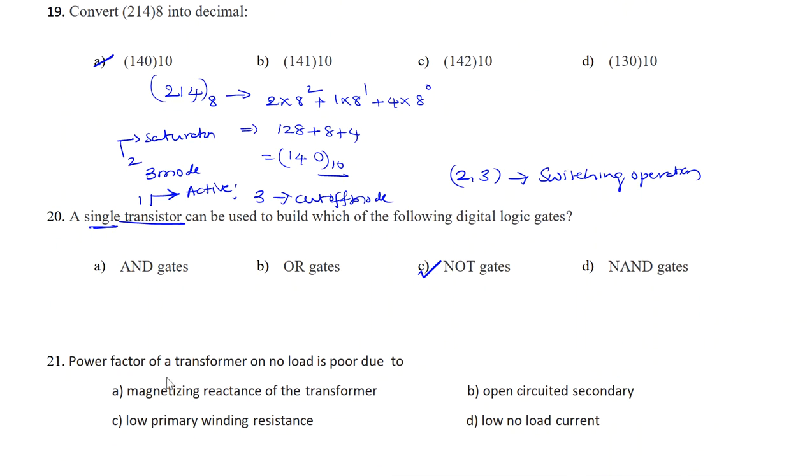The power factor of a transformer on no load is poor due to what? The power factor of the no load transformer, as we discussed in my previous videos, is cos phi is equal to cos phi naught is around 0.2 here. This is because of the magnetizing current of the transformer. That is the reason why the current is very high and the power factor is very low here. So A is the right answer for this question. If you are getting A as the answer, it's right.